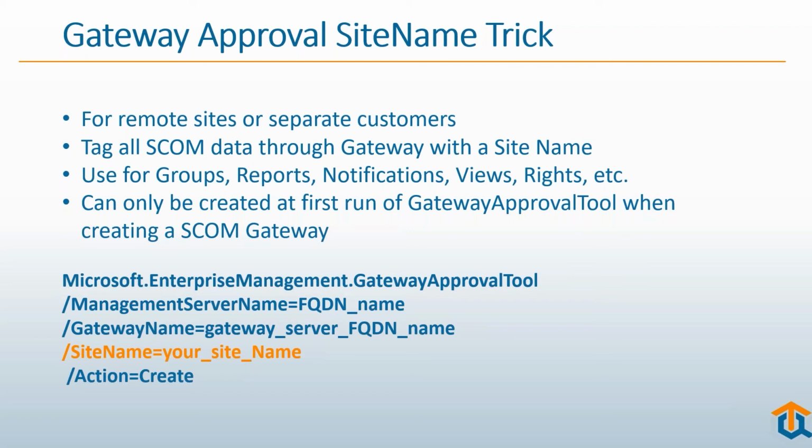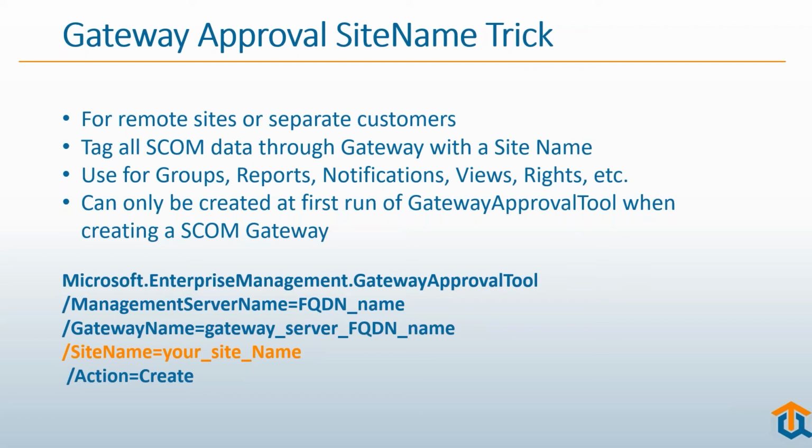So the command you will see below. The Microsoft Enterprise Management Gateway Approval Tool, you can find it in the SCOM installation media in the support tools directory somewhere. It will be there. You can copy it over to a management server. You can run it with these additional options.